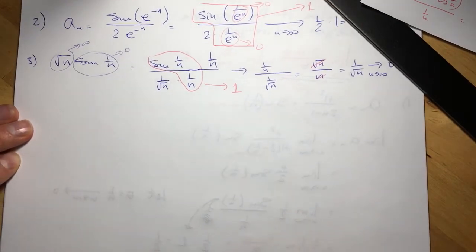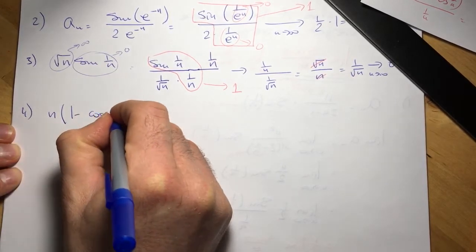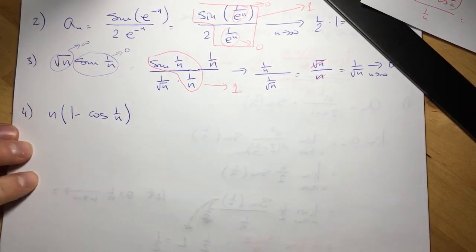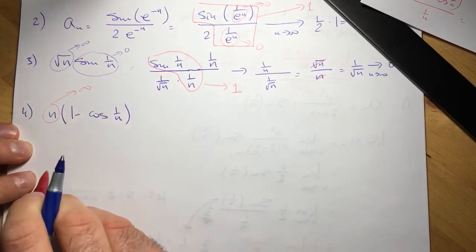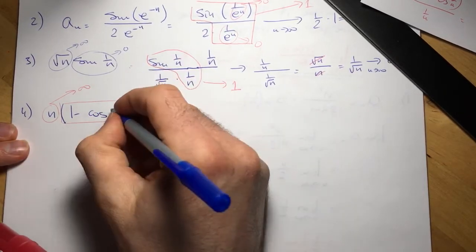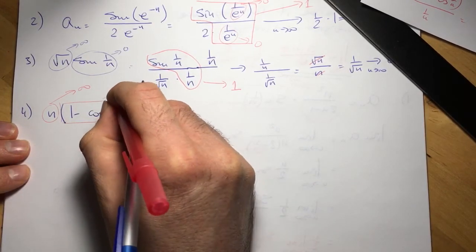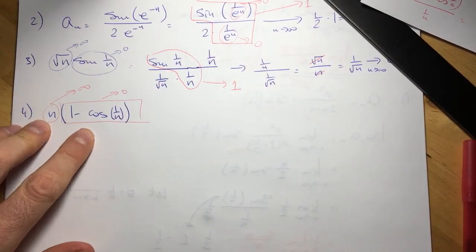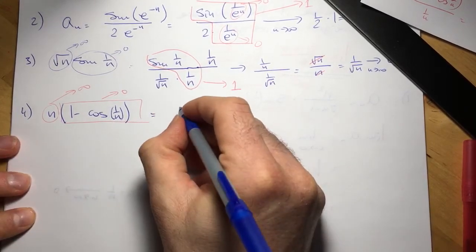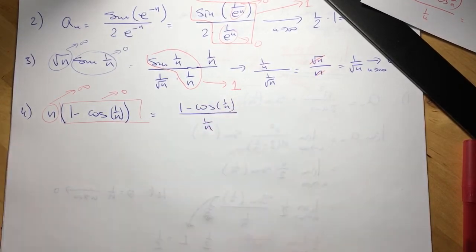Okay, similarly, for example, the fourth problem, n times 1 minus cosine of 1 over n. Okay, so what do we have here? As n goes to infinity, this factor goes to infinity. This factor here, now be careful, as 1 over n goes to 0, cosine of 0 is 1, so 1 minus 1 is 0. Again, I have infinity times 0. So what do you have here? Here you have 1 minus cosine of 1 over n over 1 over n.